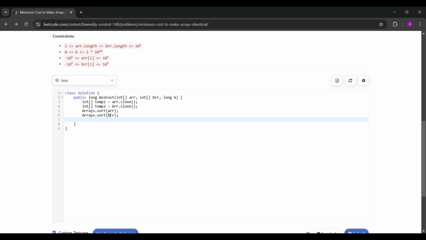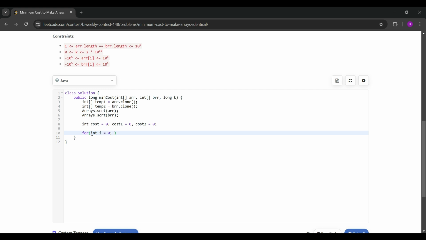Okay, now what I'll do is first I'll have one cost variable, and then cost1, and then cost2. Now this cost1 would be the cost if I do not perform any operation 1, that is, I do not rearrange the array. So in this case, what will be the answer of cost 1?